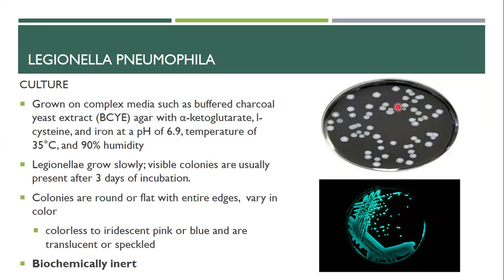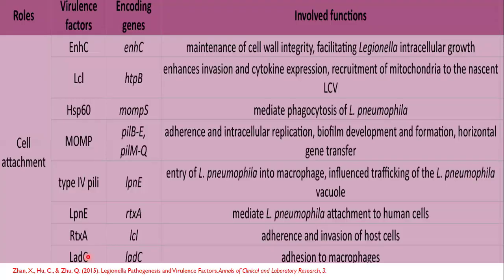So colonies are flat with entire round edges, and the colonies also vary in color. So they become colorless, maybe pink or blue, depending on the strain. And take note, it's biochemically inert. That means it does not produce any reactions to the common biochemical tests that we have in the lab. Legionella pneumophila also causes infection to humans, particularly causing pneumonia. And that is because of these virulence factors.